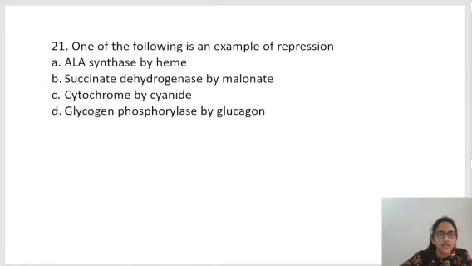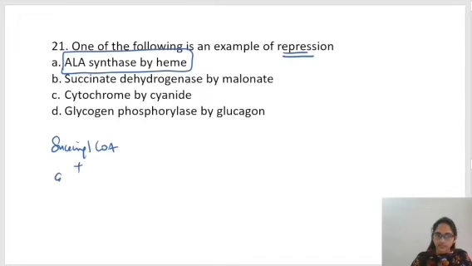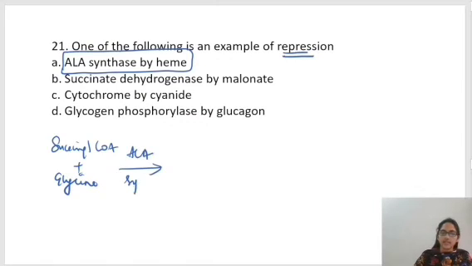Which of the following is an example of repression? So this is enzyme regulation. ALA synthase by heme. ALA synthase is the rate limiting step of heme synthesis. Heme synthesis starts with the substrates succinyl-CoA and glycine. ALA synthase catalyzes this reaction, forming ALA. And finally, we have heme, which is the product of this pathway.